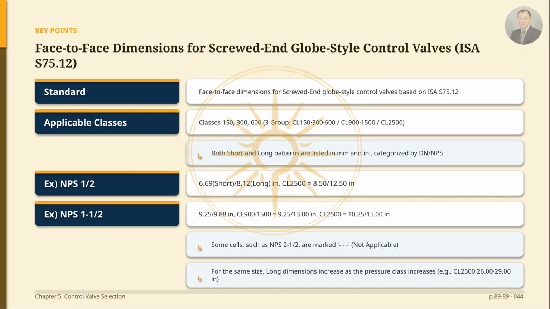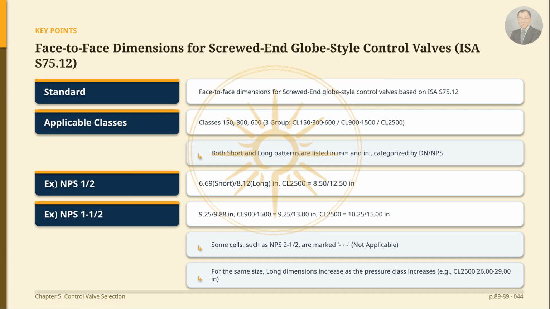For the Class 150 to 600 range, and for Class 2500, it is 8.50 inches for short and 12.50 inches for long. For NPS 1.5 inches, it is 9.25 inches and 9.88 inches. For Class 900 and 1500, it is 9.25 inches and 13.00 inches, and for Class 2500, it is 10.25 inches and 15.00 inches.